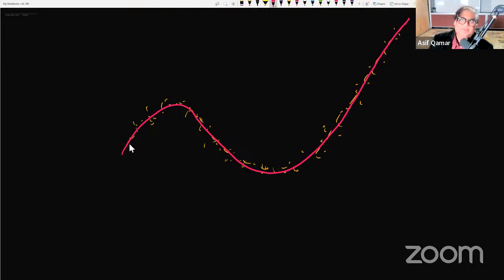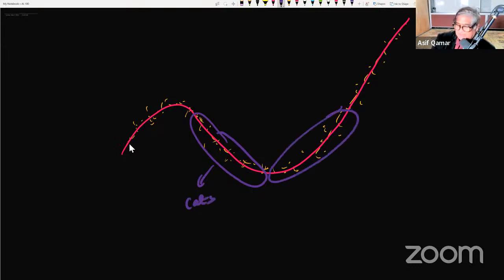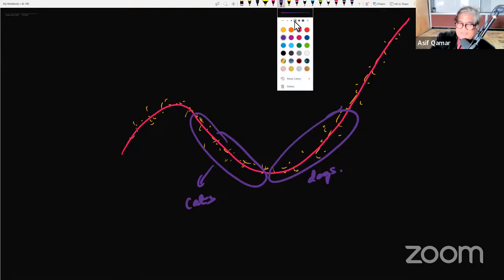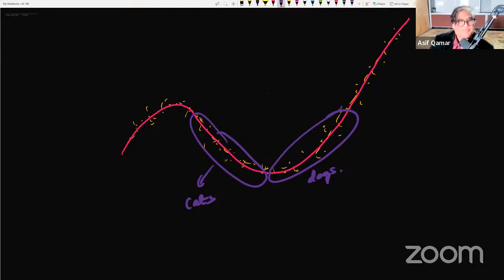Suppose you have the ability somehow to map points on this data manifold, and you have ways to identify that this part of the data belongs to cats and this part of the data belongs to dogs. I'm just taking a very, very simplified example, and perhaps not exactly the correct thing, but I'm trying to build up an intuition.